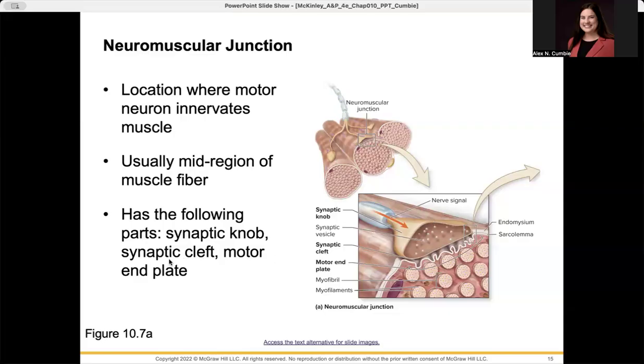We have a synaptic cleft, so just this space, okay? You can think of it kind of as just an opening, right? In between a small space, in between where the nerve is and where the muscle is. And then we have what we call a motor end plate. And the motor end plate is on the muscle fiber itself. And that is where it can actually receive the neurotransmitter that this synaptic knob is going to release.